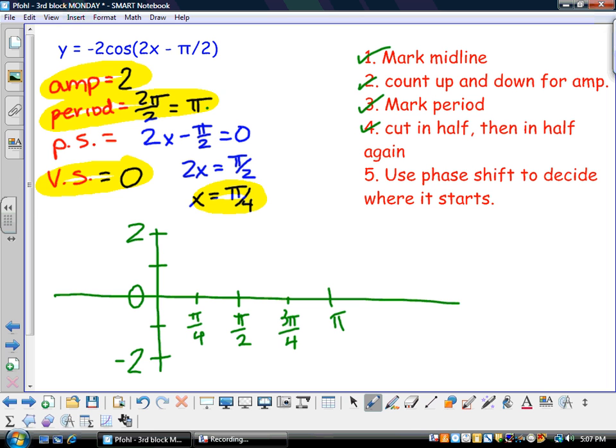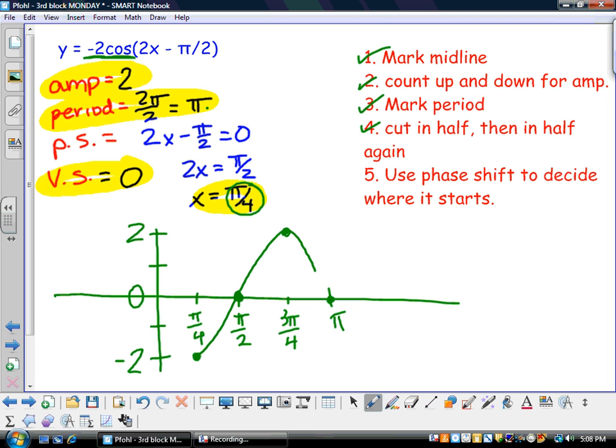and use the phase shift to decide where it starts. The phase shift is pi over 4. This is a negative cosine graph. Cosine graphs usually start at the top. Because it's negative, it's going to start at the bottom. So this graph is going to start at pi over 4, comma -2. From there, it will go to the middle, then to the top, and back to the middle.